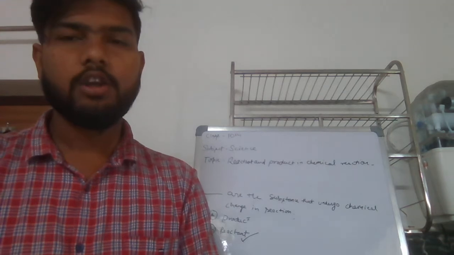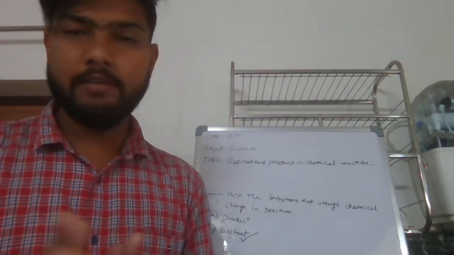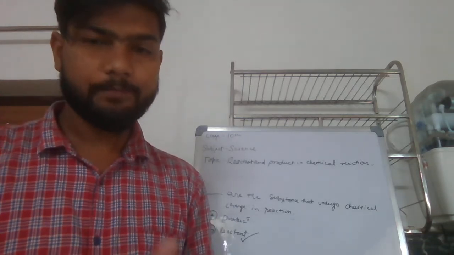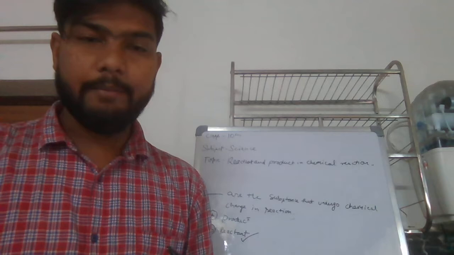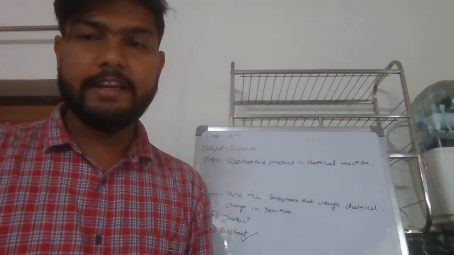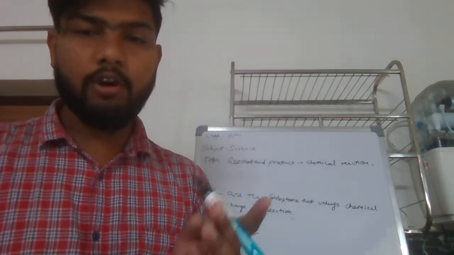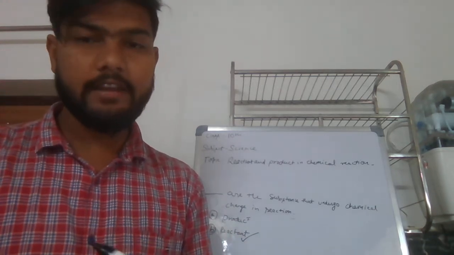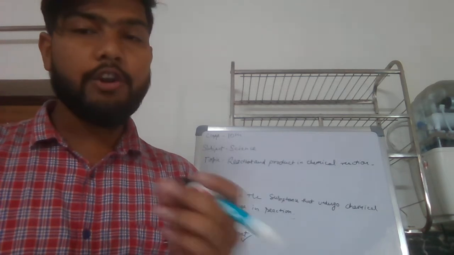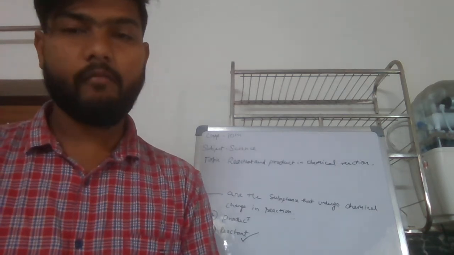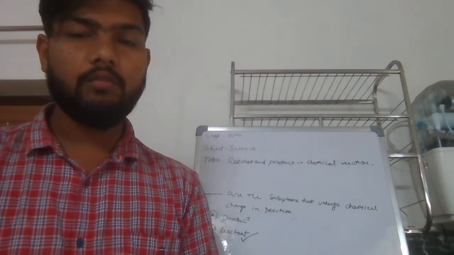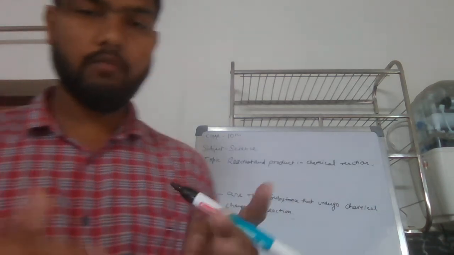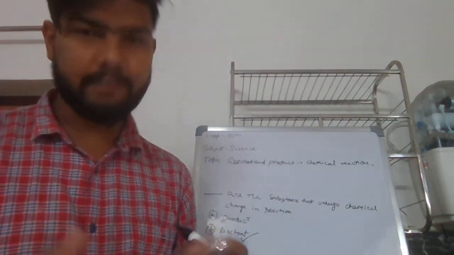What is the observation? Here you can see the magnesium ribbon burns with a dazzling white flame and changes into a white powder. The white powder is magnesium oxide, and it is formed due to the reaction between magnesium and oxygen present in air. So what do you conclude from this activity? What is this activity relating to?